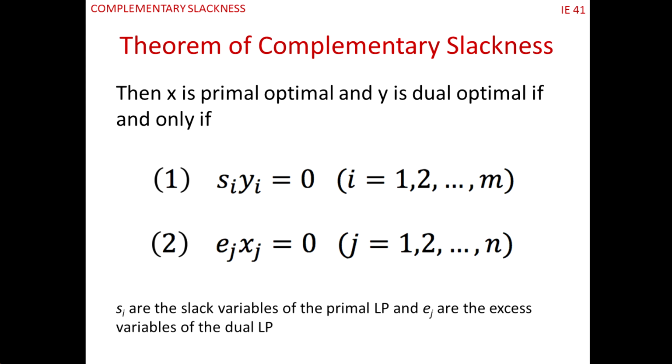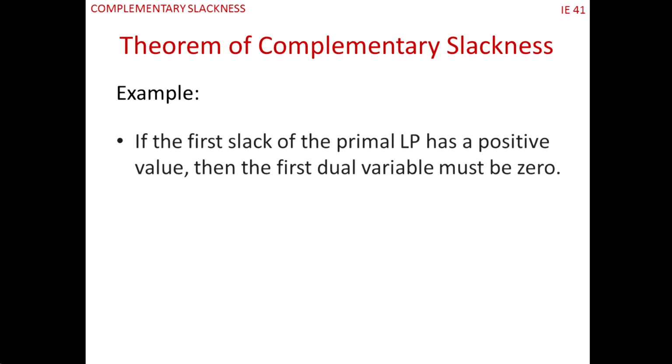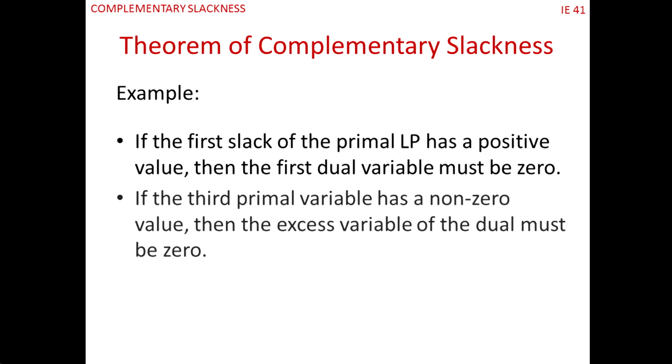Equations 1 and 2 imply that if one of the two variables in each equation has a non-zero value, then the other must be 0. For example, if the first slack of the primal LP has a positive value, then the first dual variable must be 0. If the third primal variable has a non-zero value, then the excess variable of the dual must be 0. To make things easier to understand, the theorem of complementary slackness can be put into simpler terms.